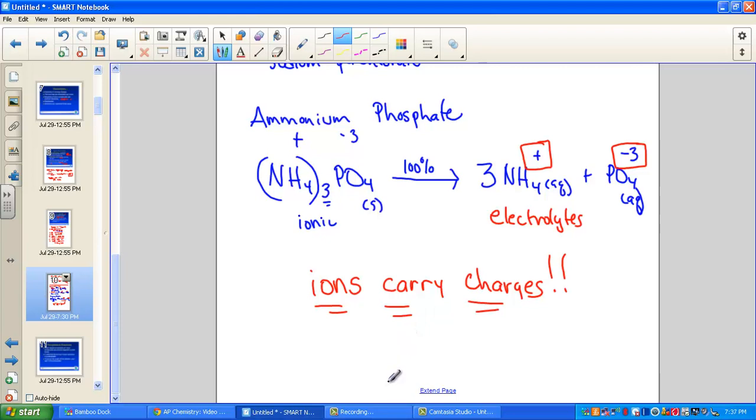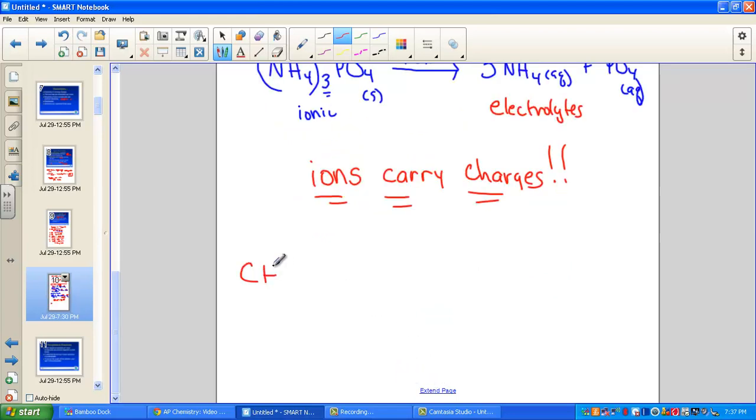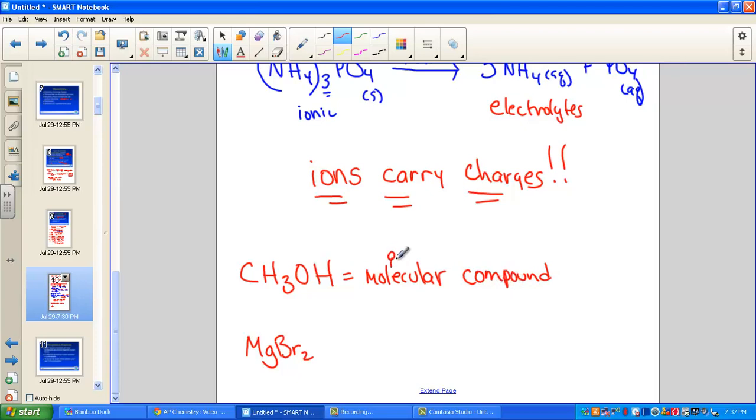Which solute will cause a light bulb to glow more brightly? We have some choices here. We have CH3OH versus MgBr2. Notice CH3OH is a molecular compound. It's all nonmetals grouped together. Molecular compounds, although they will dissolve in water because it is indeed polar, are not built of ions. It will dissolve, but it is a non-electrolyte. No ions in there at all.